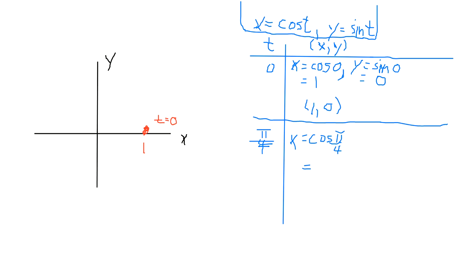It would be almost right, Zoe. I think you meant root 2 over 2. That's all right. And incidentally, the sine of pi over 4, the sine of 45 degrees, is also root 2 over 2.